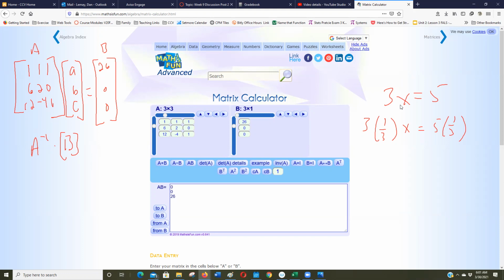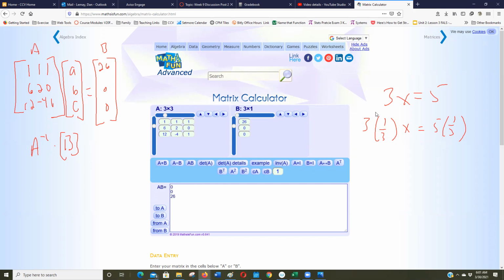So just to refresh, maybe you've never seen matrices. The theory is, if I have 3 times x equals 5, the simple one-step equation, you can divide by 3 to solve it, or you can multiply by 1/3, which is the same as dividing by 3. And I know that 3 times 1/3 equals 1. So they're the multiplicative identities. And matrices work the same way. Matrix algebra works the same way.